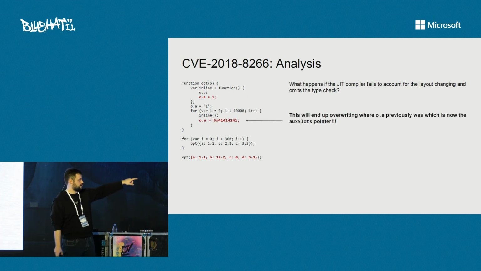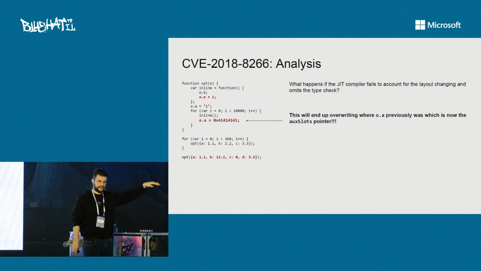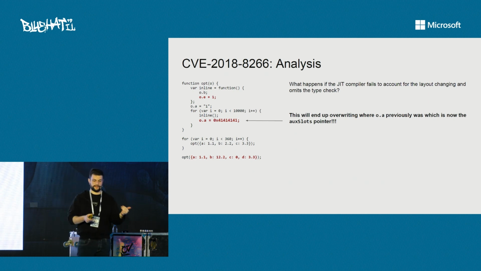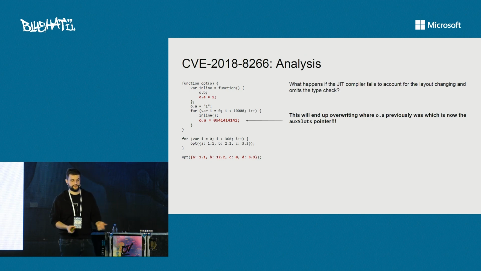Well, when we come back from the function, after we change the layout of the object, this will just write at a direct offset in memory, as we've seen in the example. And that will write where O.A previously was, which is where the aux pointer now is. So this is basically the bug in a nutshell and why we observe the crash.